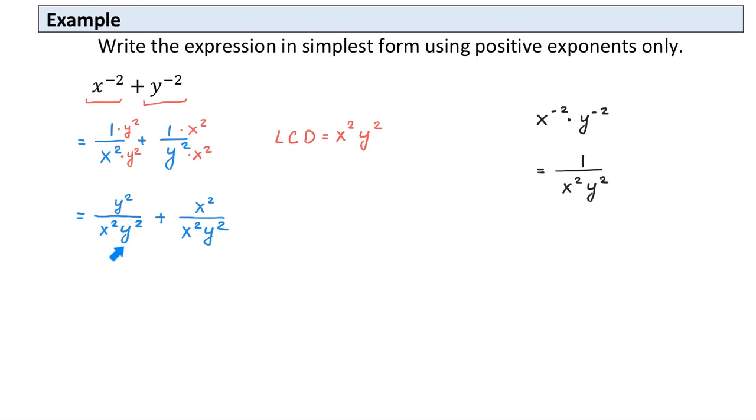Once we have the same denominator, then we can add the numerators. Then the result will be a fraction where the denominator is x squared y squared, and in the numerator we will add y squared and x squared. We could also write x squared first, then y squared. So the final answer is x squared plus y squared over x squared times y squared.